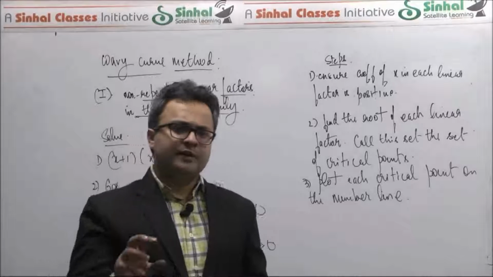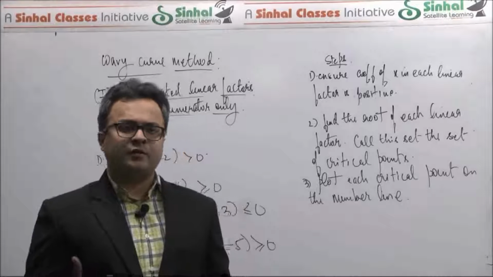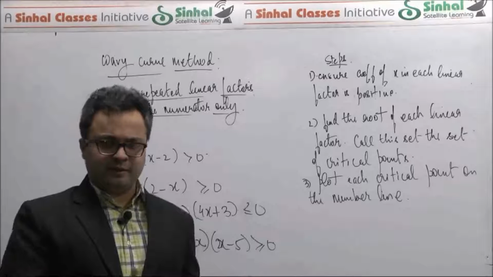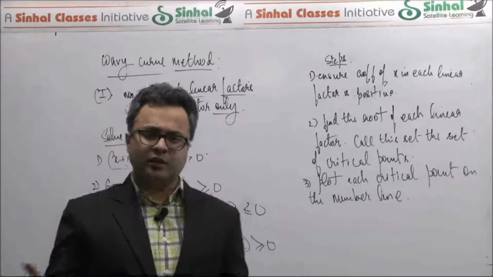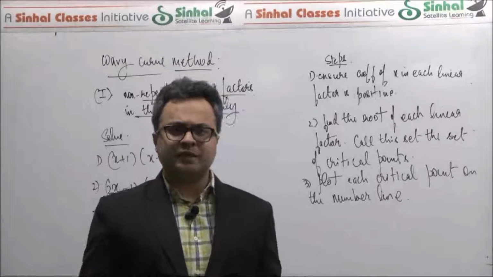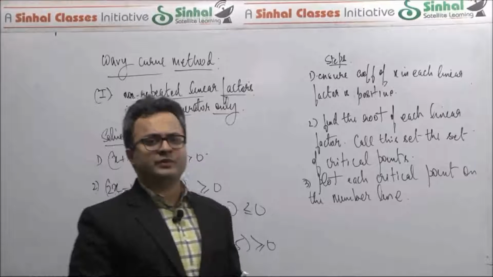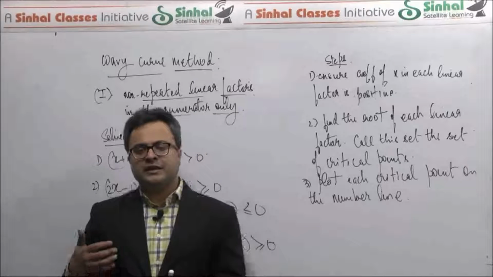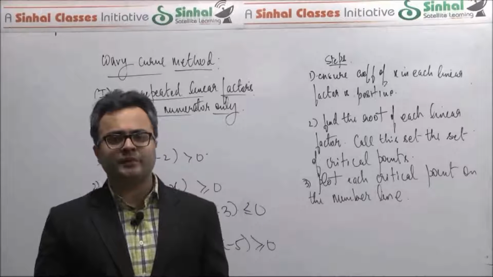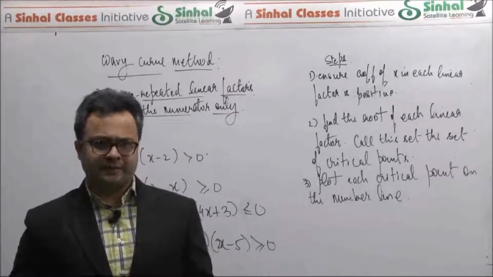points. Now, critical points for us are the set of roots of each of the linear factors. So basically, you'll be equating each linear factor present on the left hand side, let's say, to 0, and the corresponding values of x that we get are the set of critical points, right? So in step 2, we'll be finding the set of critical points, which correspond to the roots of the linear factors present, right?